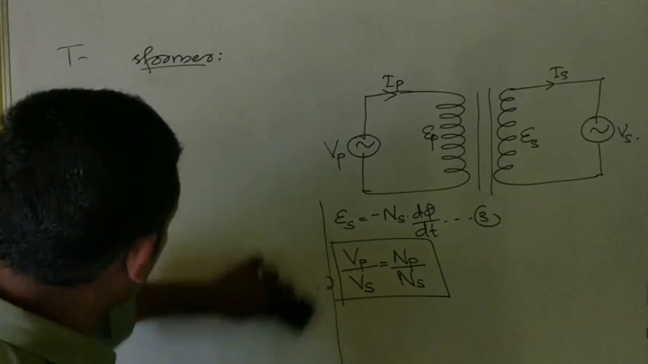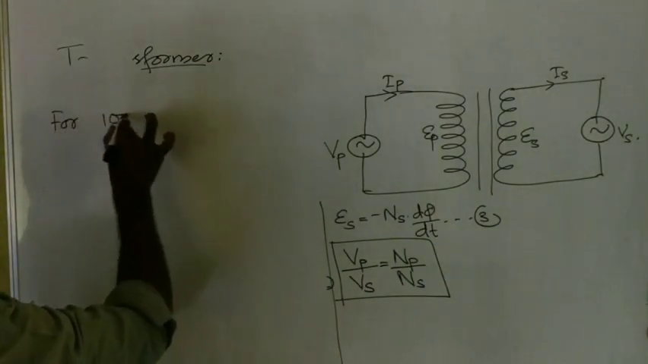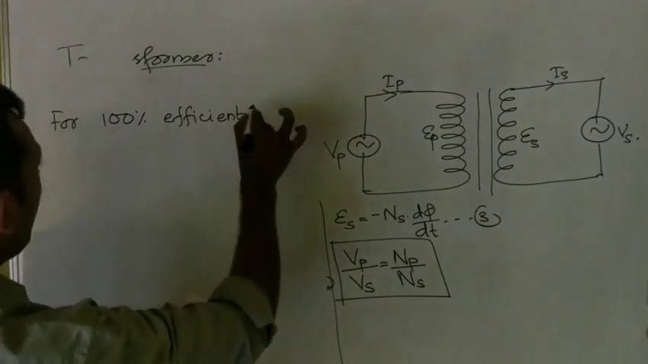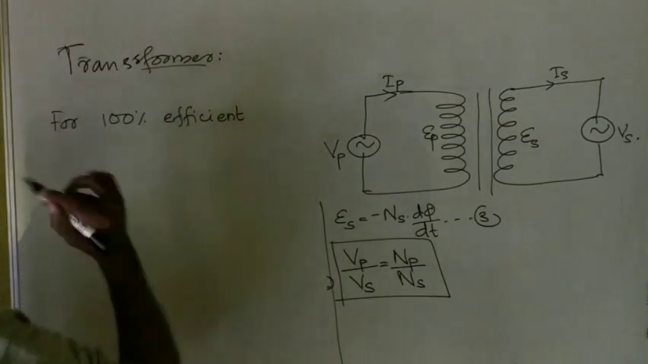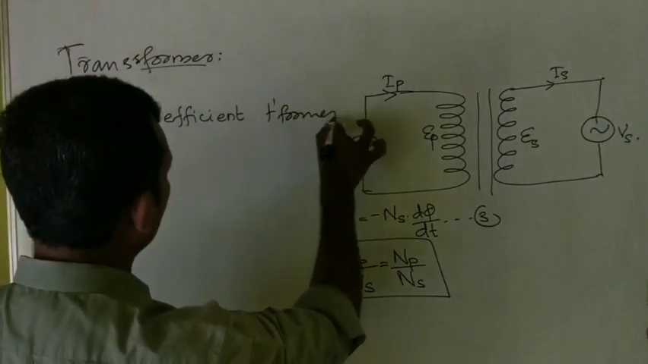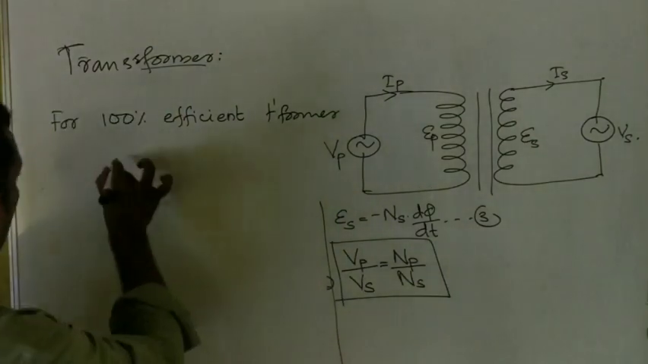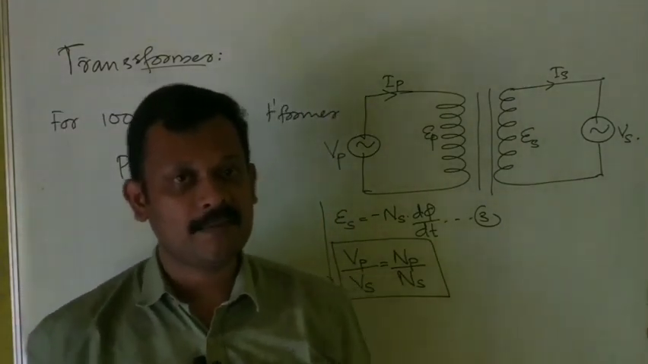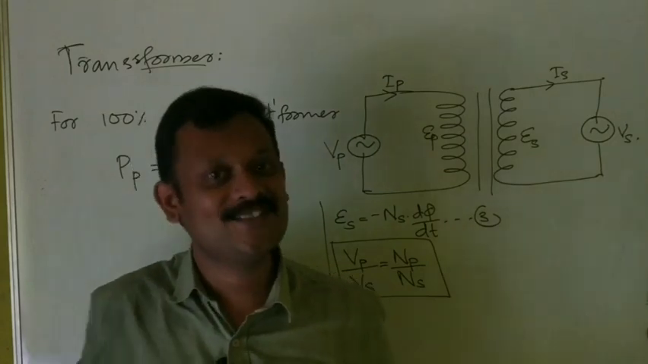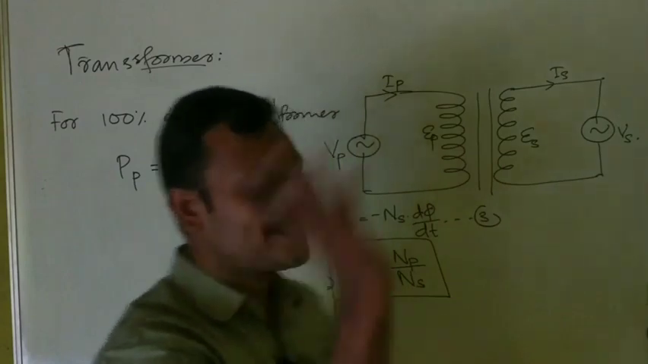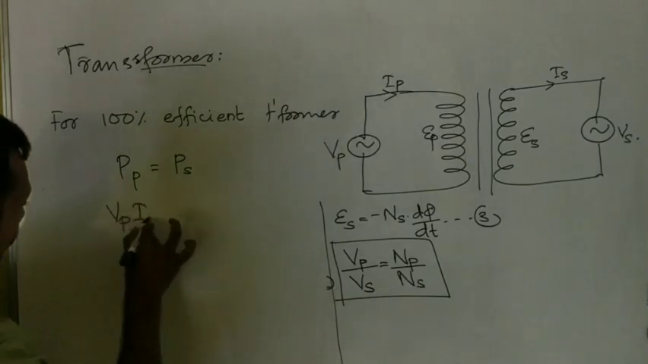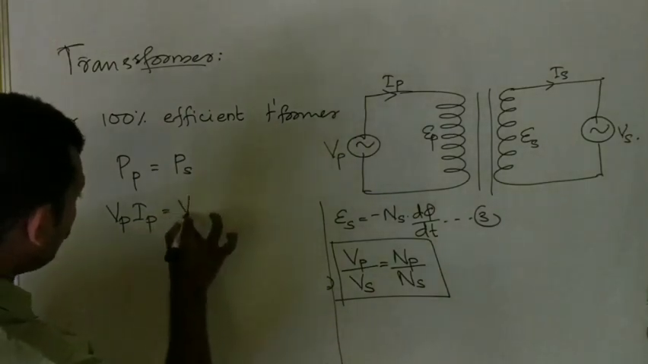The next thing that I am saying is, for a 100% efficient transformer, that is where I mentioned the assumptions, the power in the primary is equal to the power in the secondary. Efficiency 100% means whatever power is received as input will be completely transmitted to the output. Simple, easy logic. So the power of the primary coil is equal to the power of the secondary coil, which means VpIp is equal to VsIs.